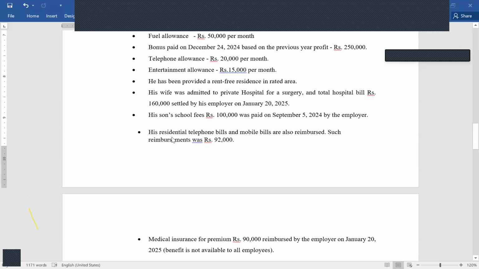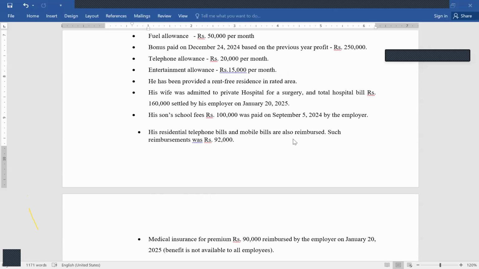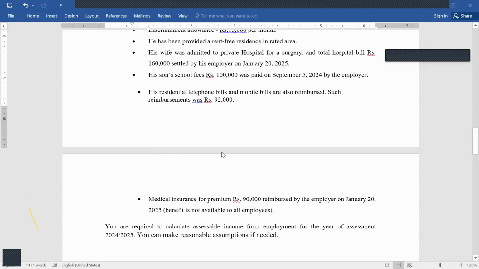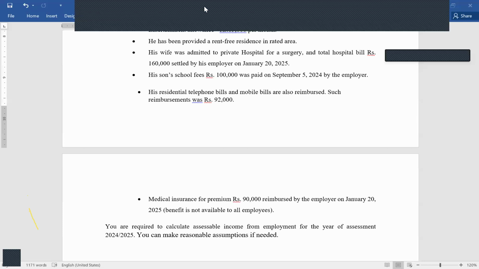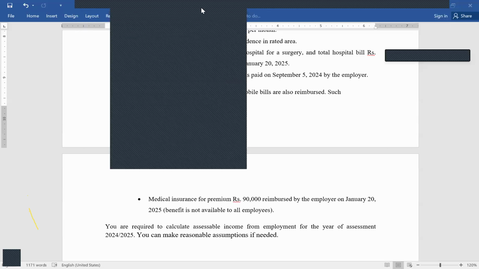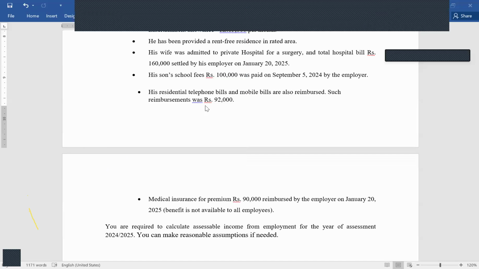The next one, residential telephone bills and mobile bills are also reimbursed. Such reimbursement was 92,000. Again, the previous answer. That is a reimbursement, taxed at 50%. That is good. We can assume that the telephones are used partly for official and partly for residential purposes.